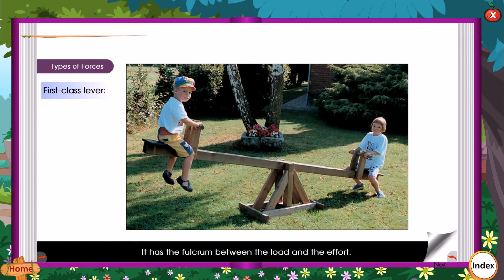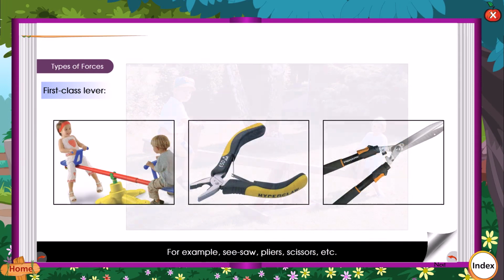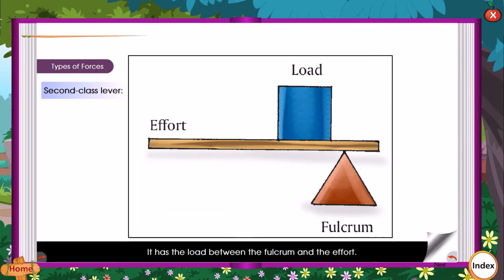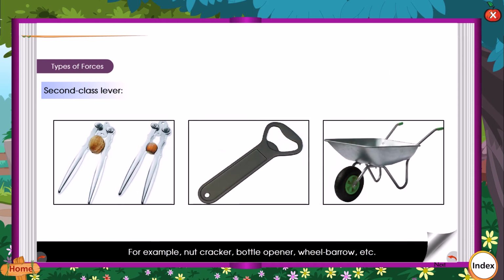First class lever. It has the fulcrum between the load and the effort. For example, seesaw, pliers, scissors, etc. Second class lever. It has the load between the fulcrum and the effort. For example, nutcracker, bottle opener, wheelbarrow, etc.